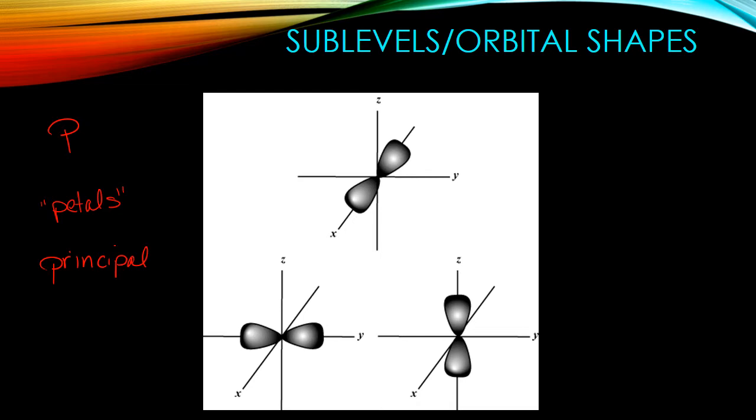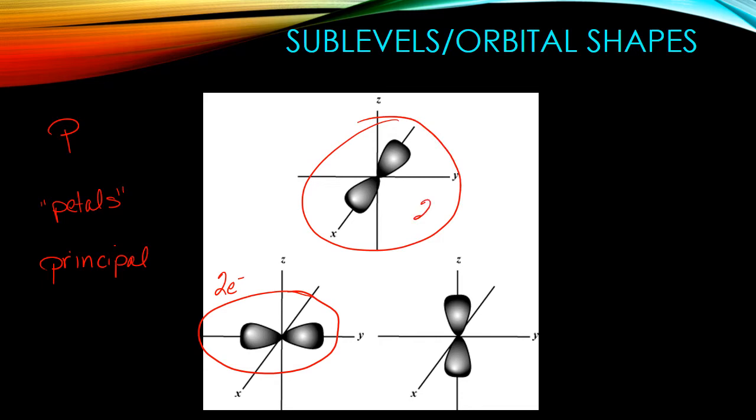Anyway, this is a single p orbital right here. 1 p orbital. How many electrons can fit in there? If you said 2 electrons, you would be correct. In this p orbital, 2 more electrons. And this p orbital, that is correct, 2 electrons. So only 2 electrons can fit into each one of these orbitals.